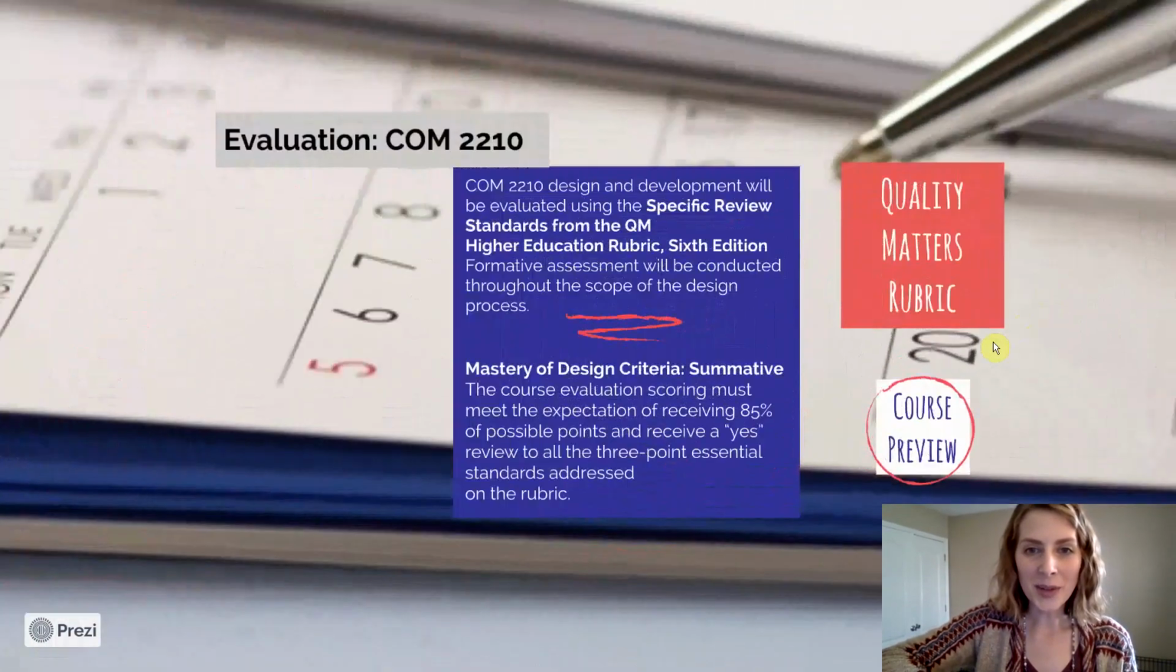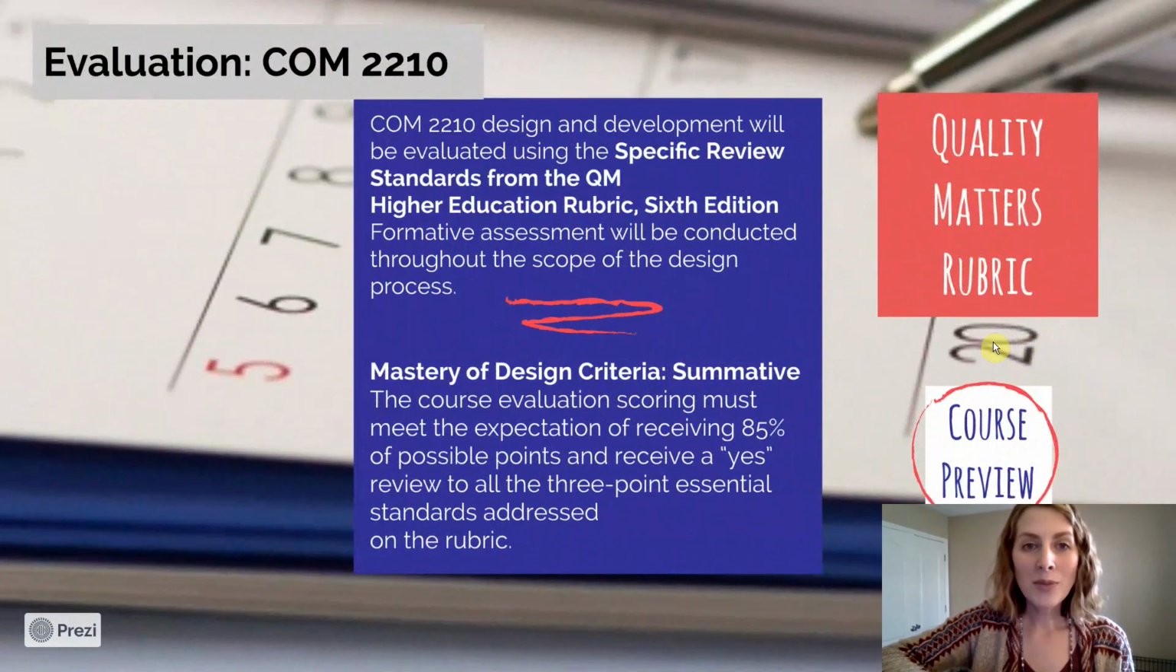Let's jump into the evaluation piece. COM 2210 design will be evaluated using the specific review standards for the Quality Matters higher education rubric, and we use the 6th edition. That was used formatively all throughout the development. I'll show you what that looks like in just a second, but formative assessments are those pieces that throughout the design help us restructure and regroup to ensure that as we are working, we are editing and adjusting to meet the needs of the learners and the team's expectations.